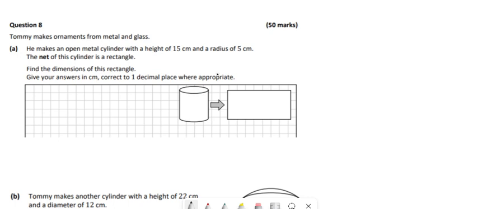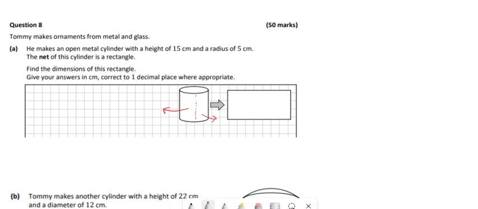Hi folks, this is question 8. Here we have to give the dimensions of the rectangle. What we need to understand here is that this rectangle is basically just being opened out. It's like if you made a little cut down there and then you opened it out on both sides, it would just leave a rectangle there.